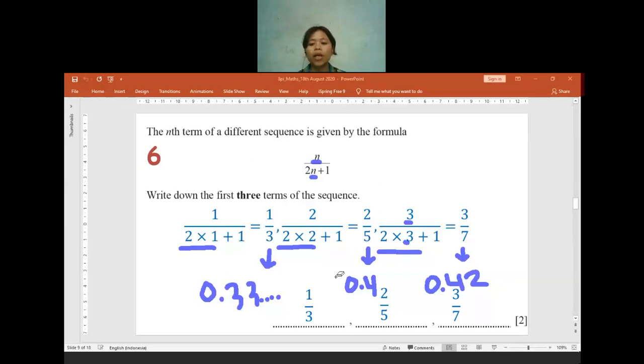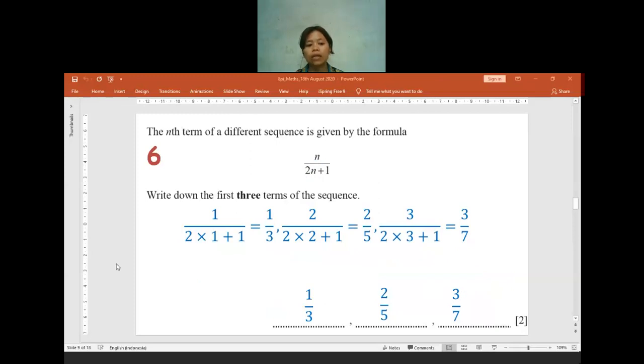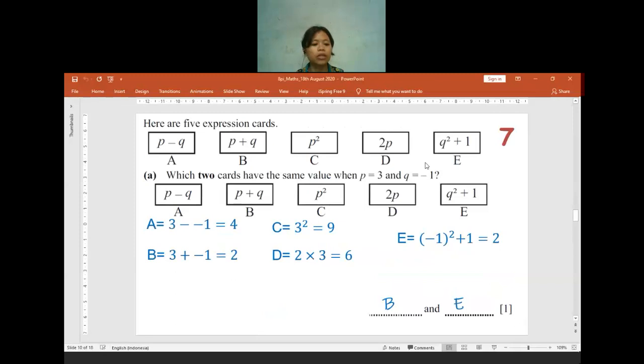Is there anyone else having any question now before I move to question 7? No? Okay. If you have no question, I will move to question 7. Please kindly do double checking also, so later at the end of the class, you can tell me how much you get. Okay, I will continue with question 7.